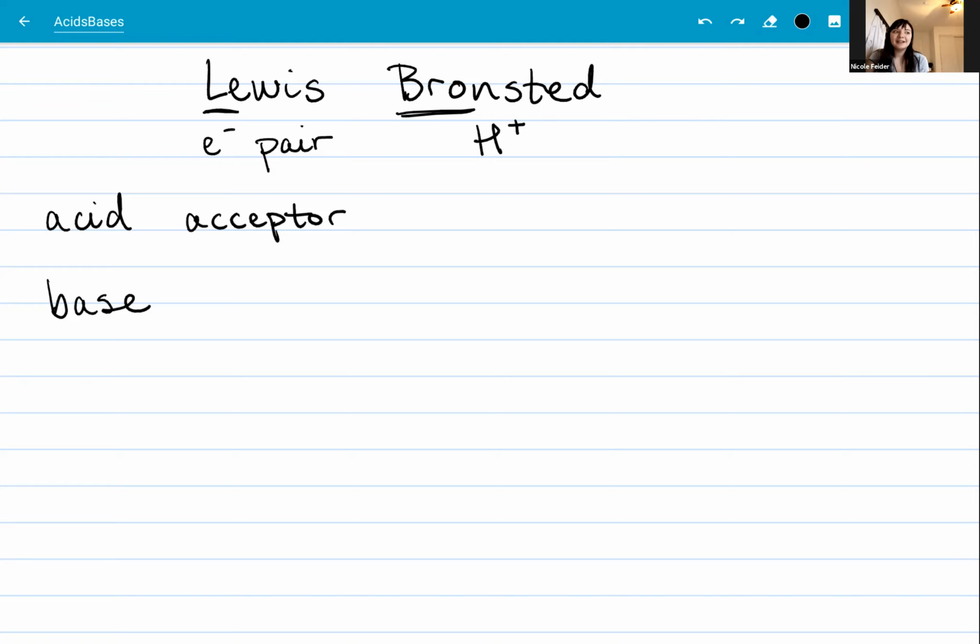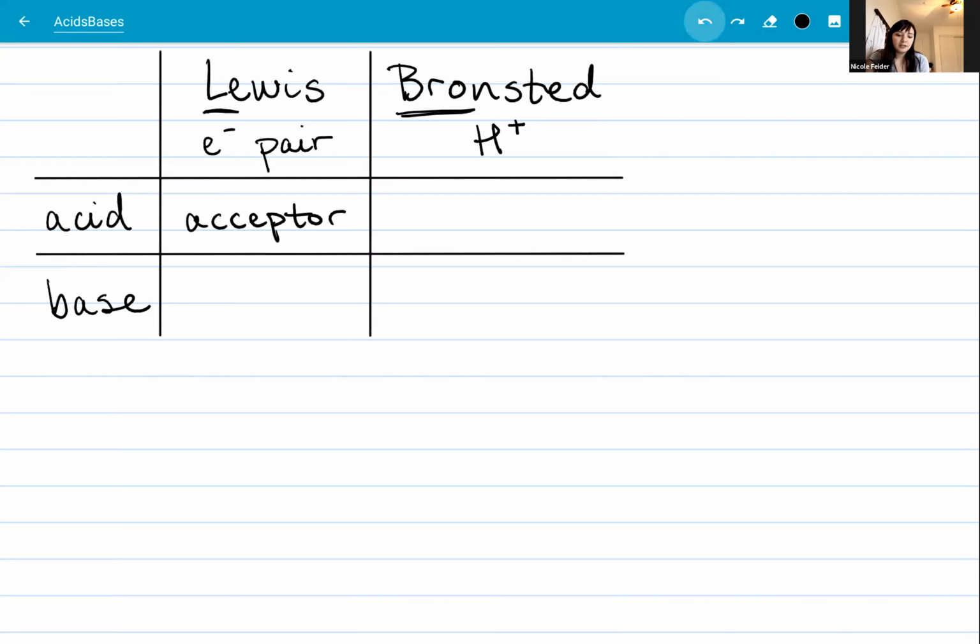If Lewis acids are acceptors, then Lewis bases must be electron donors. A proton is like the opposite of an electron pair, so where a Lewis acid accepts electrons, a Bronsted acid donates a proton. And if Bronsted acids are proton donors, Bronsted bases are proton acceptors. Again, dumb mnemonics, but they work. For this chapter, we're going to focus almost entirely on Bronsted acids and bases, which are, again, proton donors and acceptors, respectively.